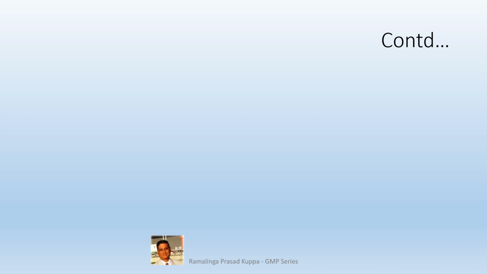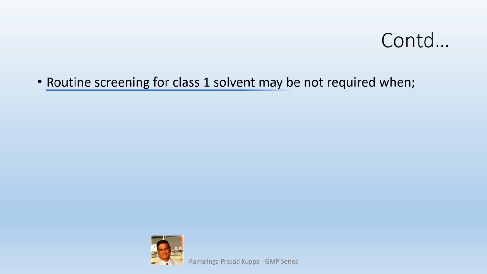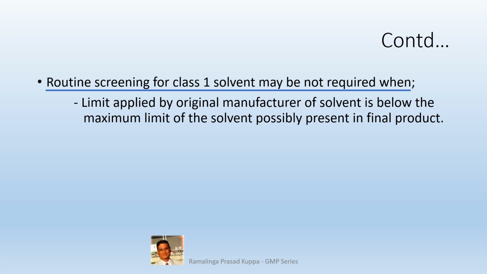It is necessary to screen for all potential residual solvents present in the final product as a part of release specifications. Routine screening for class 1 solvent may not be required when the limit applied by the original manufacturer of the solvent is below the maximum limit of solvent possibly present in the final product.